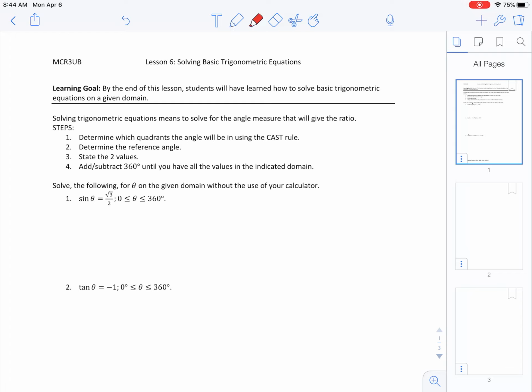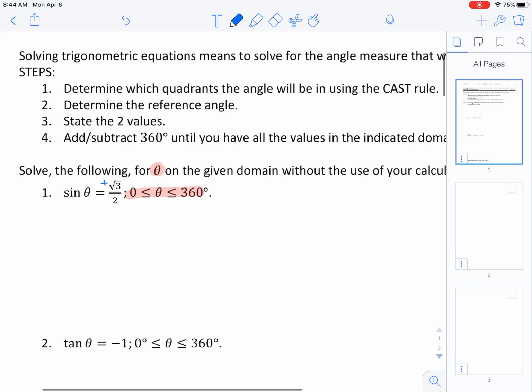So if we look at the first one here, it says solve the following for theta on a given domain without the use of your calculator. So here's our domain. Theta is between 0 and 360. And we've got this ratio for sine of theta. So it's root 3 over 2. There's a couple things, and it doesn't really matter where you start with this, but obviously, this is a positive ratio. So I'm just going to zoom in a little bit here. So this is plus root 3 over 2 as opposed to negative root 3 over 2.